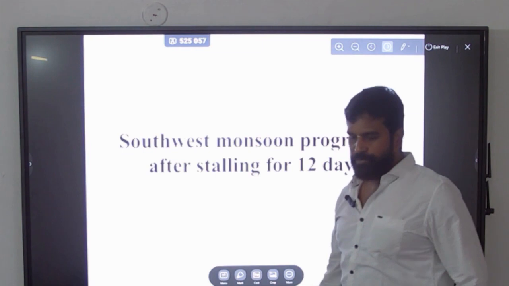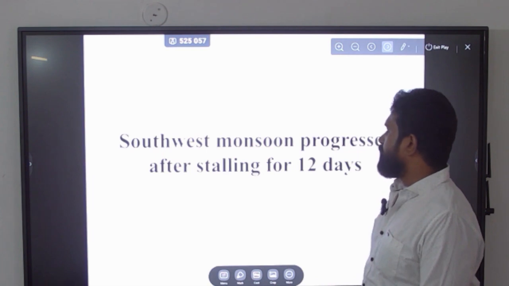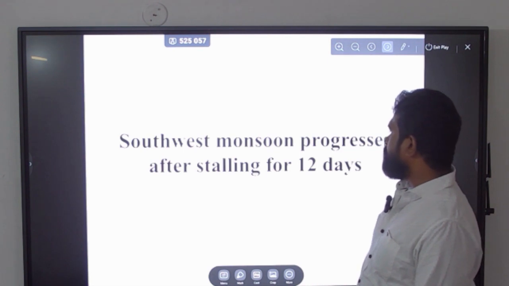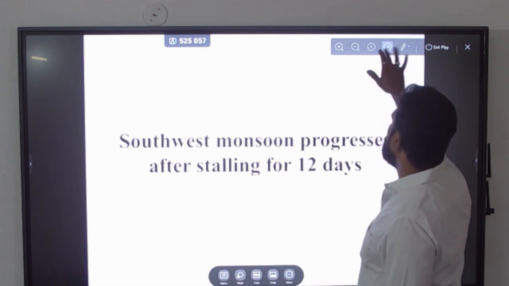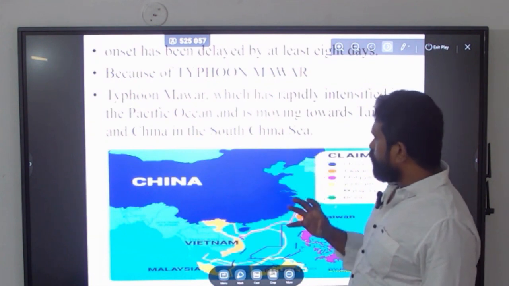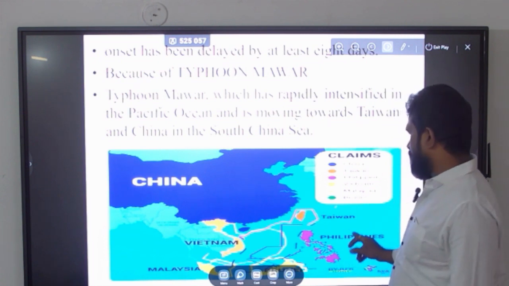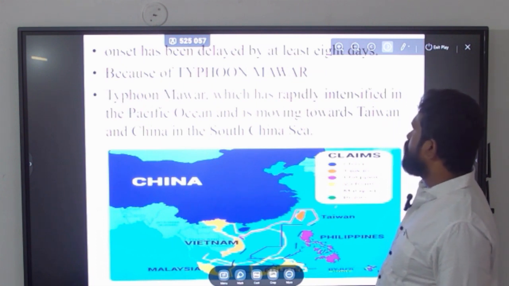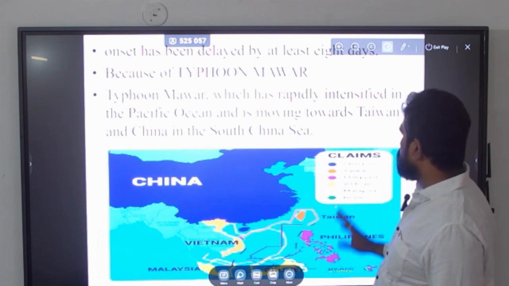Okay. Now next see this news. Southwest monsoon progresses after stalling for 12 days. So why did this get delayed by 12 days? Actually a typhoon was created, called Mawar, in China, that's near China. It got more intensified over the South China Sea and also Taiwan.